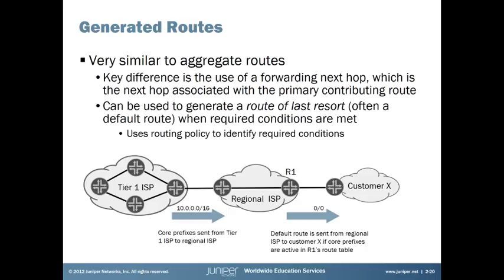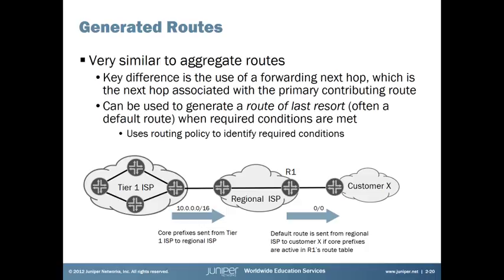So let's have a look at this one. We've got a Tier 1 ISP, 10.0.0.0/16. Core prefixes are sent from Tier 1 to a regional ISP. A default route is sent from the regional ISP to customer X if core prefixes are active in R1's table. So what the regional ISP is saying here is that if I have connectivity to my Tier 1, then I'm going to advertise a default route to customer X. I'm going to say to customer X, send all your internet traffic to me because I have an active connection to my upstream Tier 1.